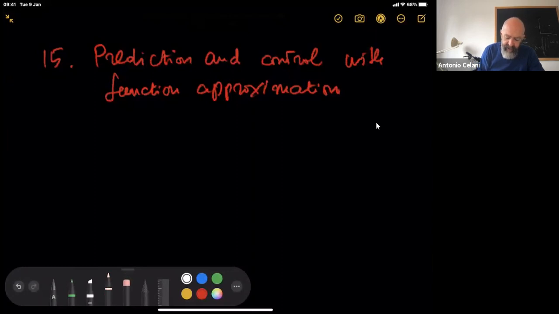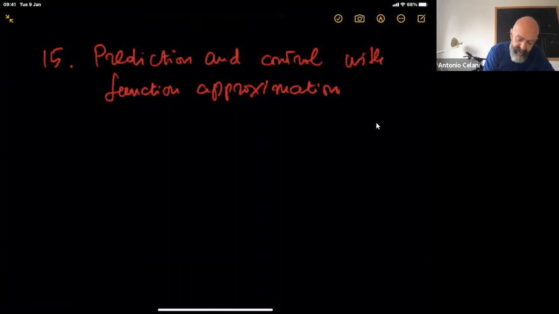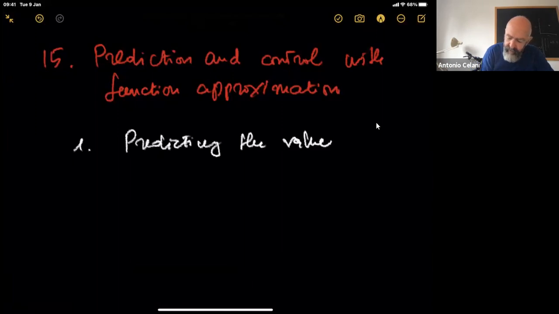So in function approximation, let's start with the first step. The first step will be predicting the value of a policy.